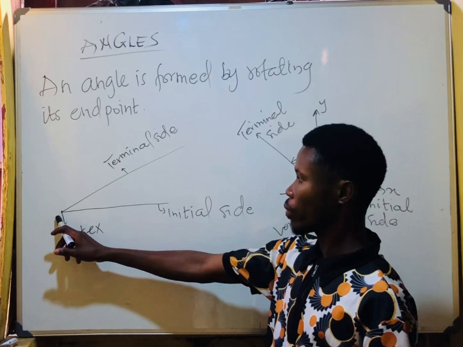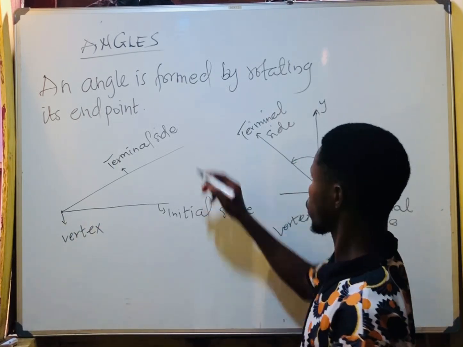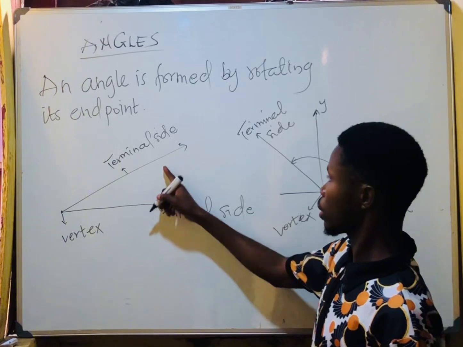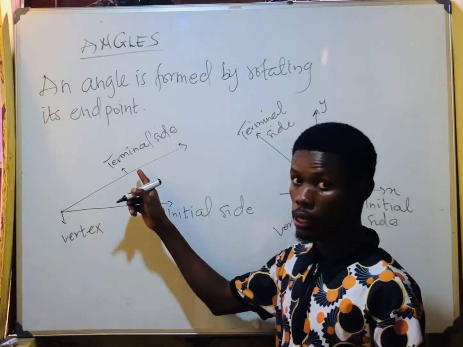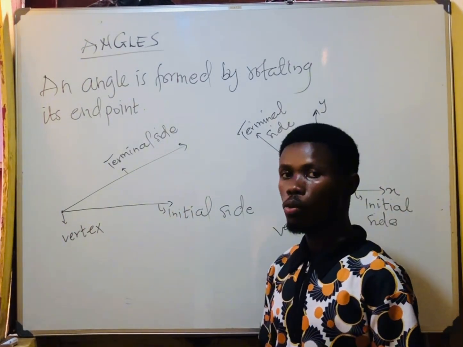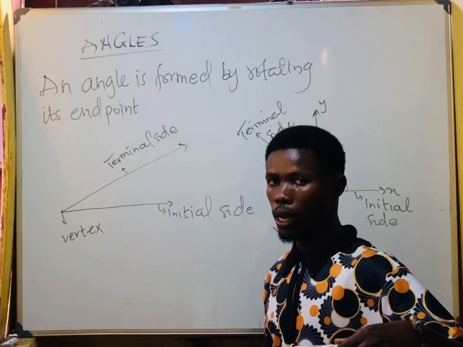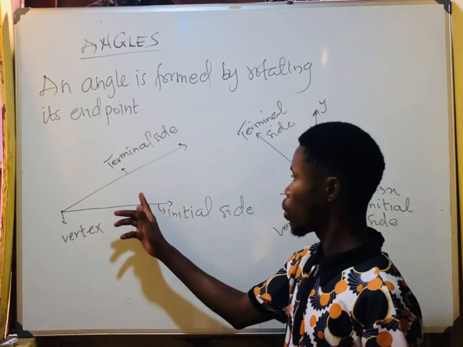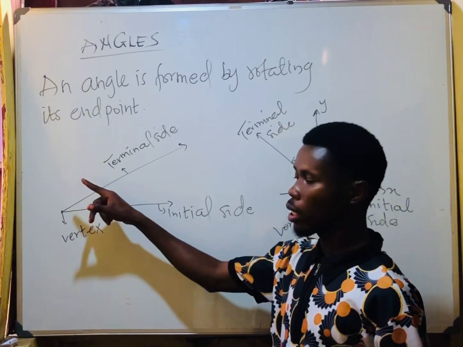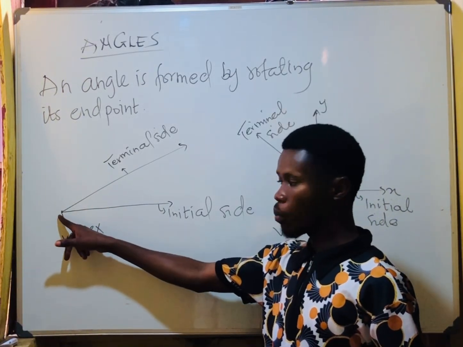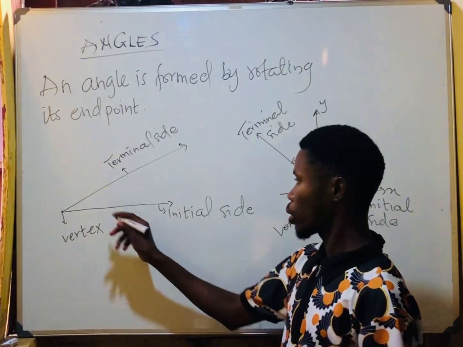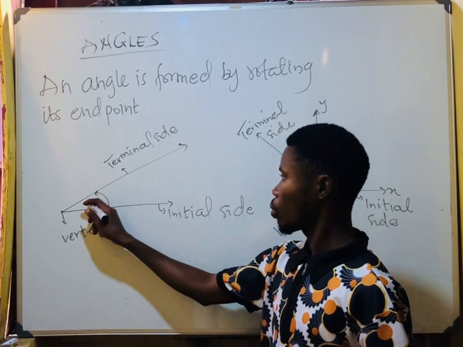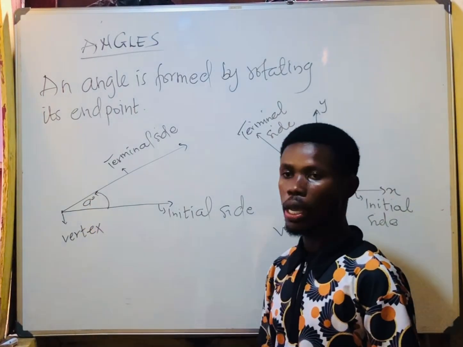There's the endpoint, that's the vertex. So let me put arrows here. And these arrows or these lines are called rays, because we know that when you know an endpoint of a particular line and the other endpoint is not known, it is called what? A ray. When I rotate this ray, then it's formed, and you see this is the endpoint, then we are saying that we are trying to form what? An angle. We are trying to form, let's say, angle A.